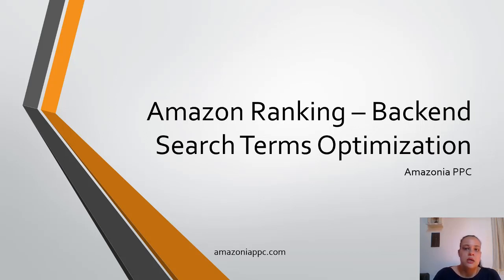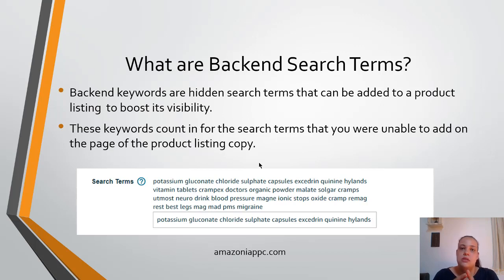Basically, first of all, a lot of sellers have asked us what the backend search terms exactly are. What is this and why is it there as an option? So basically, backend keywords or search terms are hidden search terms that can be added to a product listing to boost its visibility. What does this mean? By that, we don't mean that this is a type of search term or keyword that you can put in your product title or description.